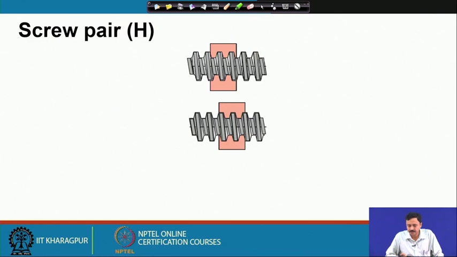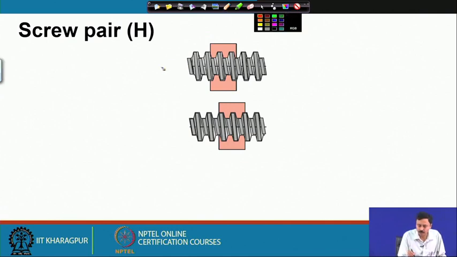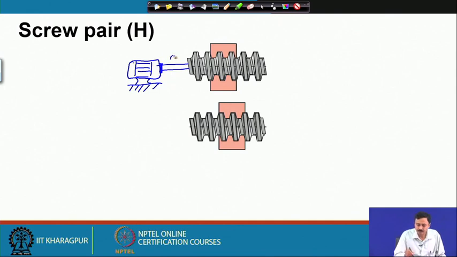Next is the screw pair or H pair. As you can see here, here is a figure of a screw which is usually powered by a motor. So, if you rotate the motor, the nut will translate. Usually this is the arrangement, that the screw is rotated by a motor and the nut can translate. So, you can realize that the translation of the nut is intimately connected to the rotation of the screw. It is very well related to the lead of the screw.